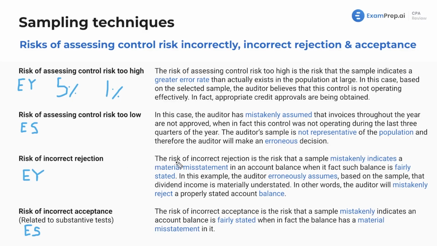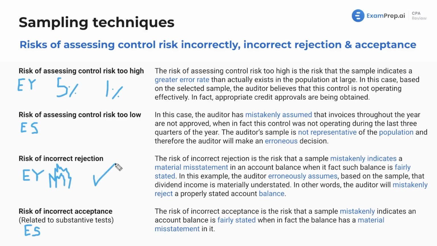The risk of incorrect rejection is the risk that a sample mistakenly indicates a material misstatement when, in fact, the balance is fairly stated. So let's say we think there's a problem, and since I don't want to do this with percentages, here's my crude drawing of a fire. So this is fire. It's a wonderful drawing. So we think there's a fire, which represents a material misstatement, but in reality, check.